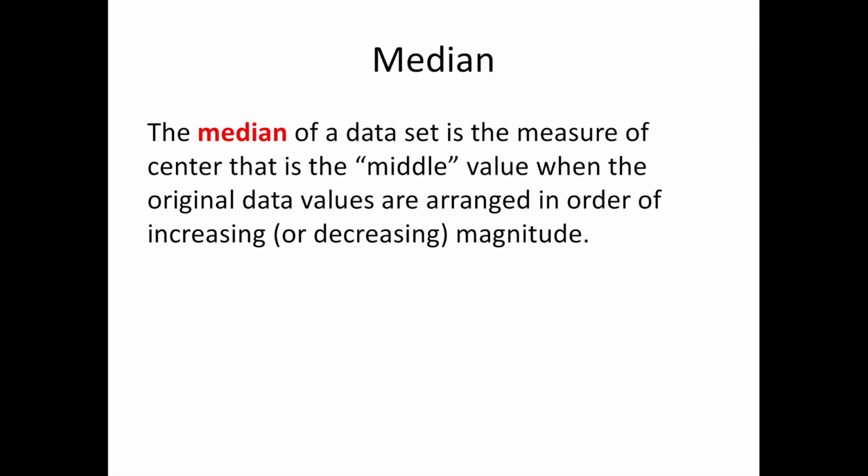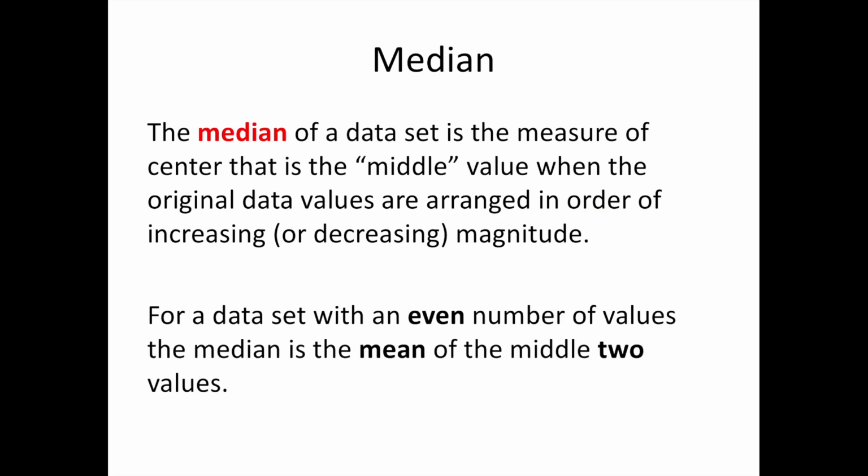The median of a data set is the measure of center that is the middle value when the original data values are arranged in order of increasing or decreasing magnitude. Important part here is the arranged in order. I don't just want to spread out my data values and just pick the middle one. I want to make sure they're ordered first in order to figure out what is the middle value of my data set.